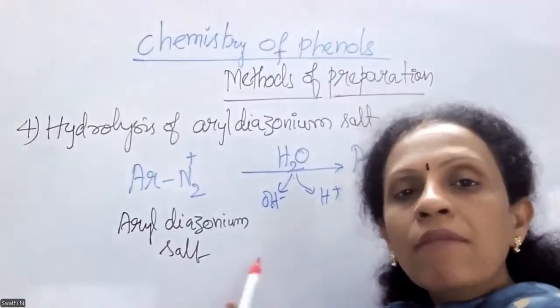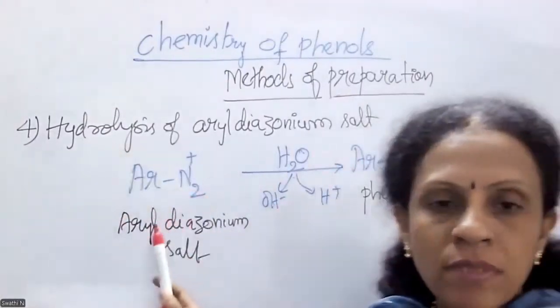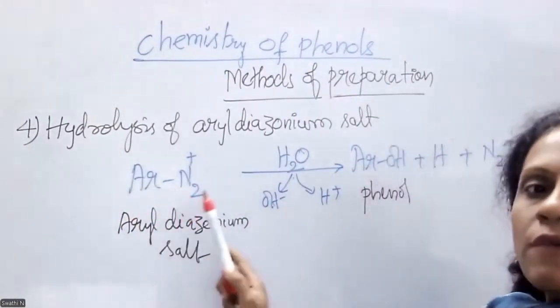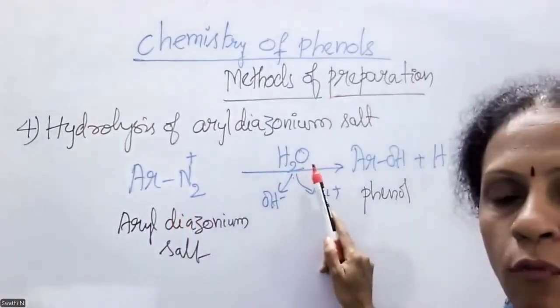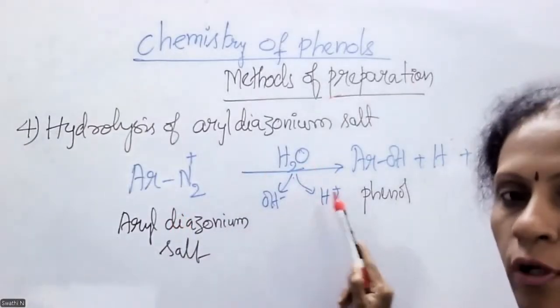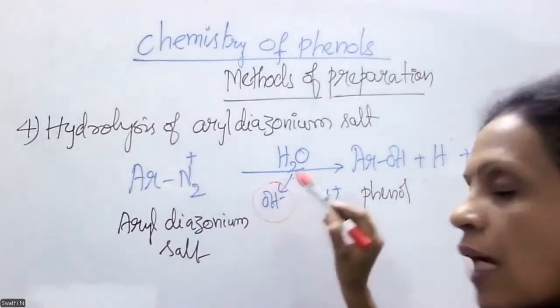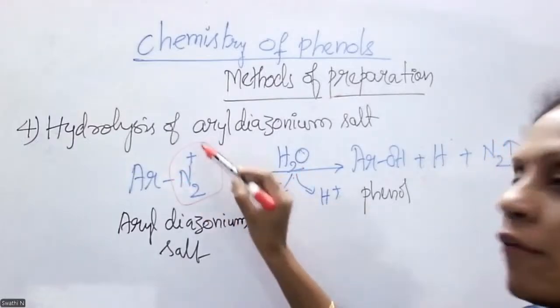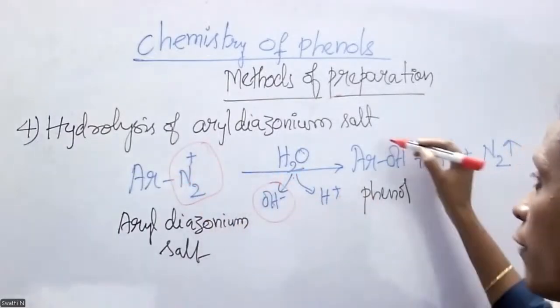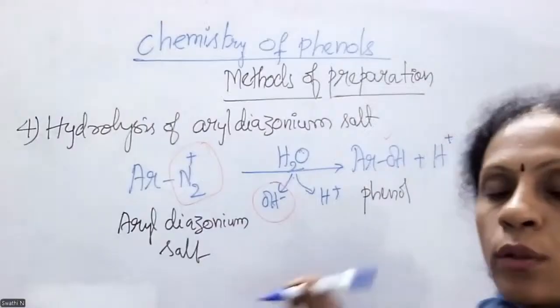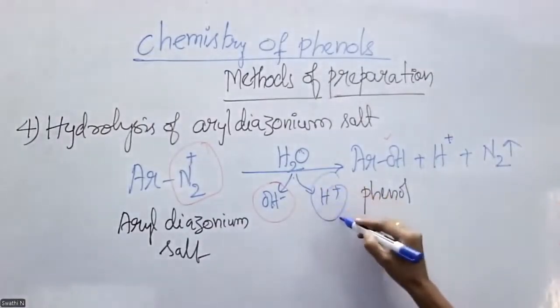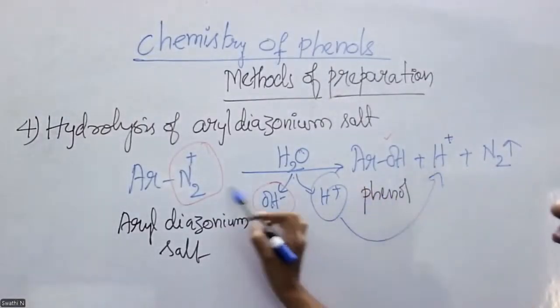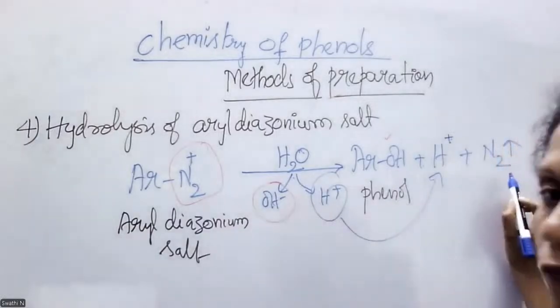Phenols can be obtained even by the hydrolysis of aryl diazonium salts. So when we subject aryl diazonium salt to hydrolysis, the water molecule will be dissociated to give protons and hydroxyl ions. These hydroxyl ions will be taking the position of the diazonium group, and that is how finally we get phenols. In this reaction, we will get H plus ions as one of the byproducts, and the diazonium group will be removed in the form of nitrogen gas.